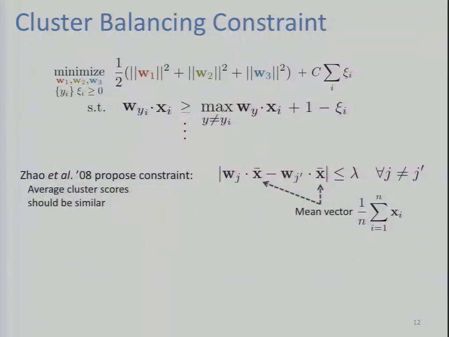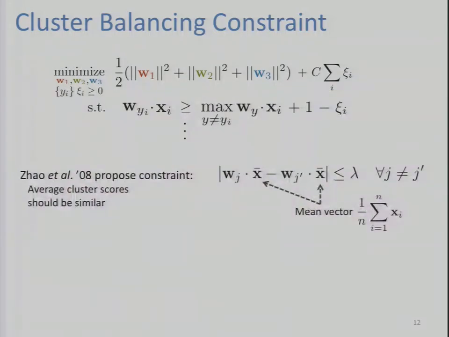Okay, so people address the problem by introducing the cluster balancing constraint. For example, they enforce the constraint on the average cluster score. So basically, given any two clusters, the average cluster score should be similar. However, in practice, we found it doesn't work very well. One of the reasons is this constraint may not even be translation invariant. If the data is centralized, then this constraint has no effect at all.